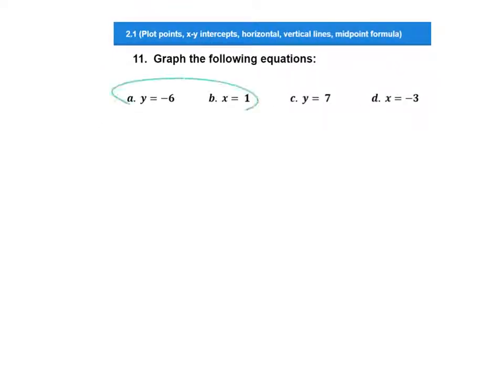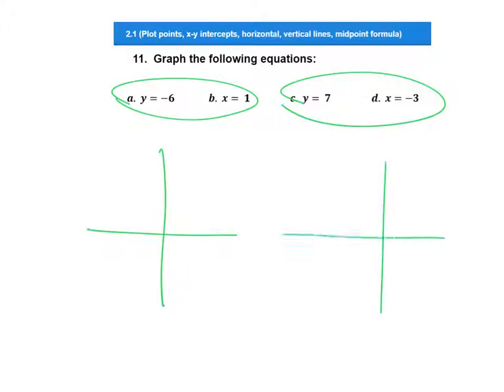I'll do the same thing. I'm going to graph A and B and C and D on the same graphs. So A is y equal negative 6. That just means we're going to be down 3, 4, 5, 6. Horizontal line. This is y equal negative 6. X equal 1 is positive, so we know it's going to be a vertical line.